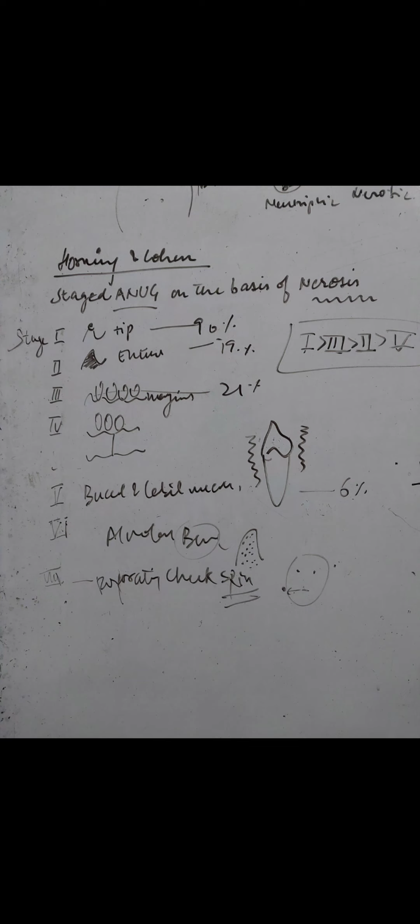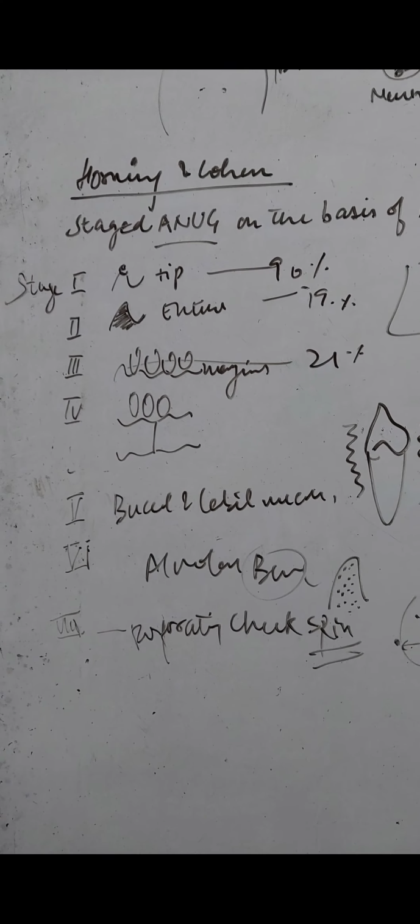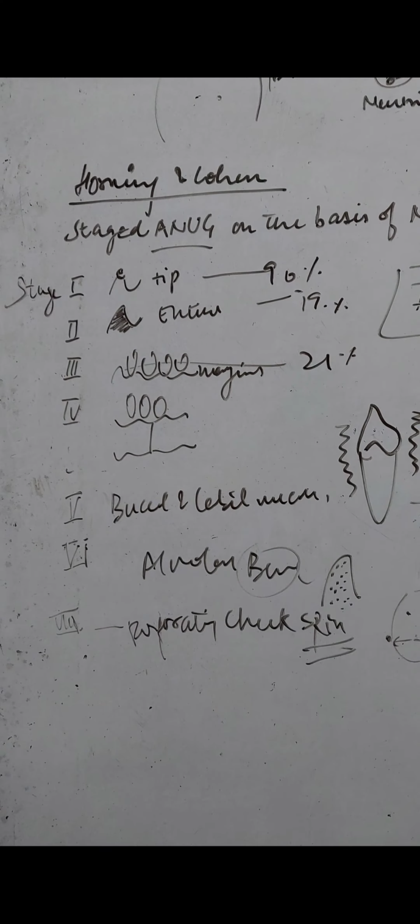Okay, so in stage 1 you can see it is just tip involvement of the interdental papilla. I have made this papilla, and just involvement of the tip of the papilla is there in stage 1. That is about 90% of the patients have this. Then in the second stage the entire papilla is involved, that is stage 2. Then stage 3, in which the infection has spread to the marginal gingiva.